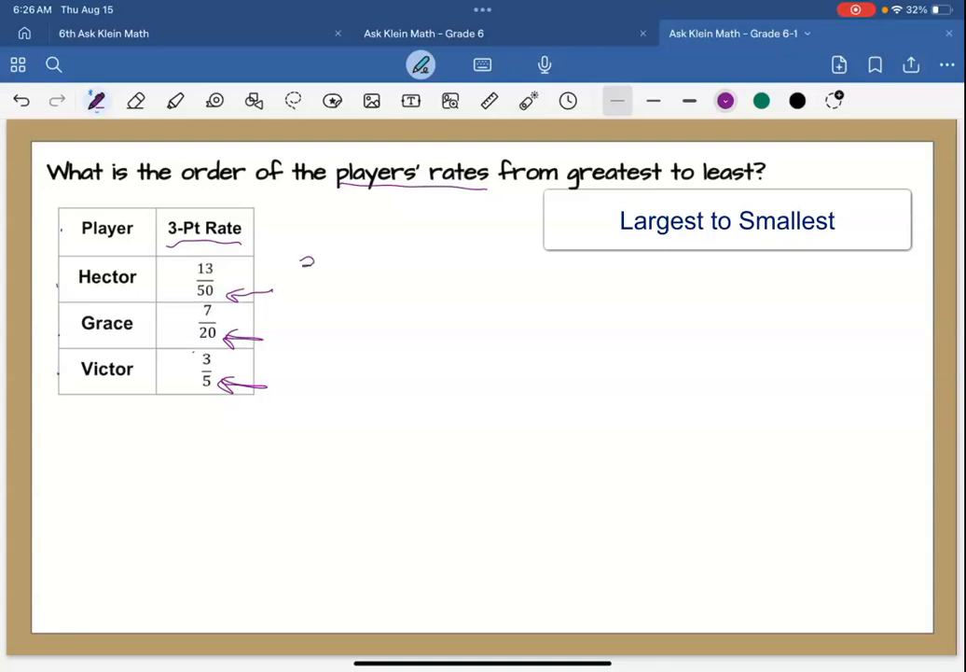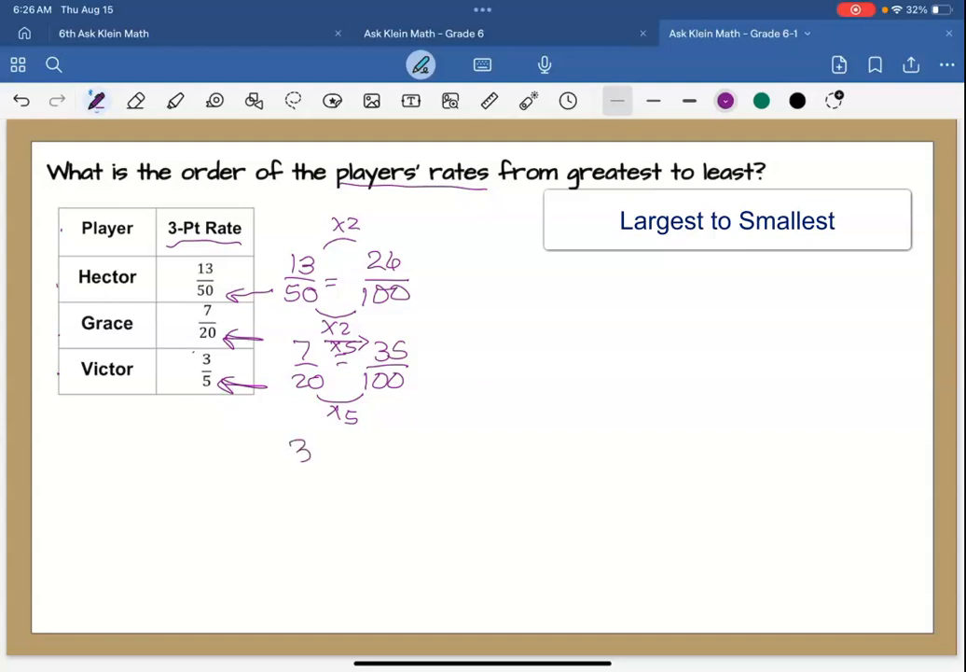So if I took 13/50ths and I wanted to make it 100, to get from my 50 to my 100, I'd multiply by 2. So I would do the same thing to my numerator, and I'd have 26 hundredths. If I took 7/20ths and made it out of 100, I'd be multiplying 20 times 5. Same at the top, times 5. 7 times 5 is 35, so we have 35 hundredths.